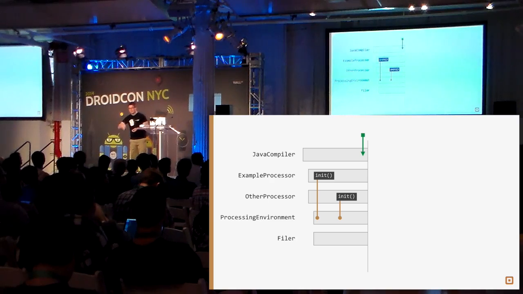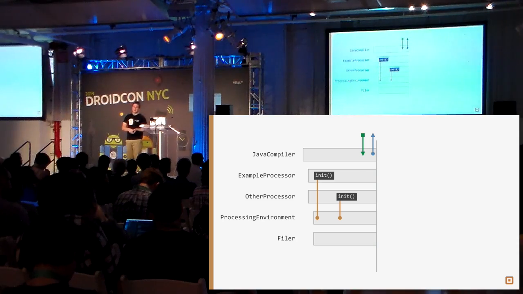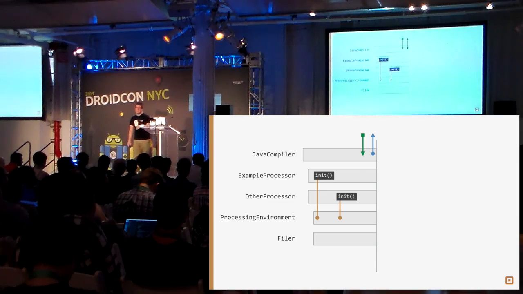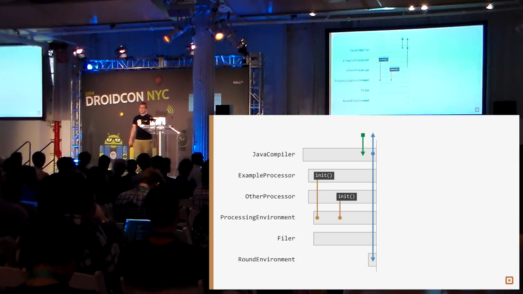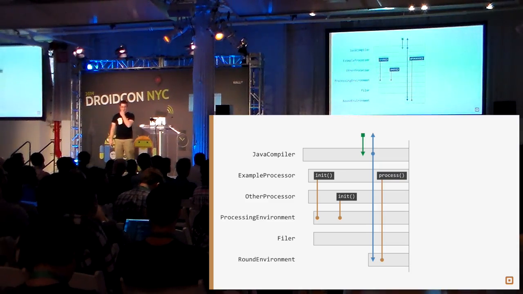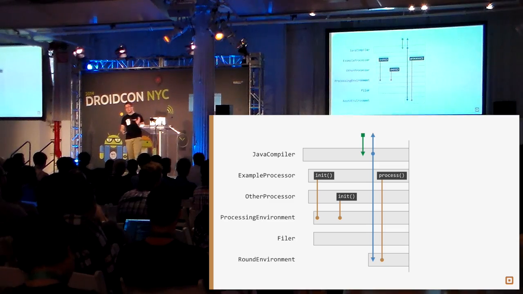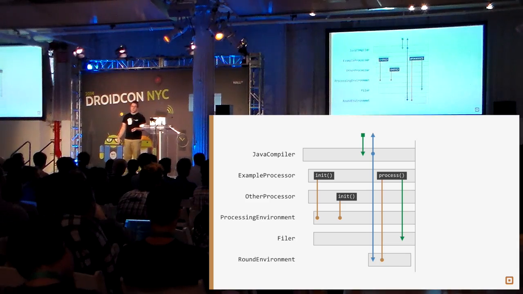At this point, our source files are injected into the Java compiler for compilation, and we spit out class files into the file system. But what we also know happens is that one of those files contains an annotation, so we have to start a new annotation processing round. We trigger a callback on the example process method with the representation of the source file. And through that, we generate the code, and our round ends.